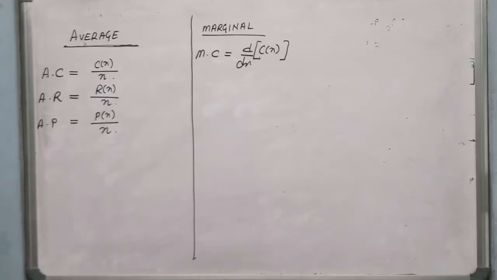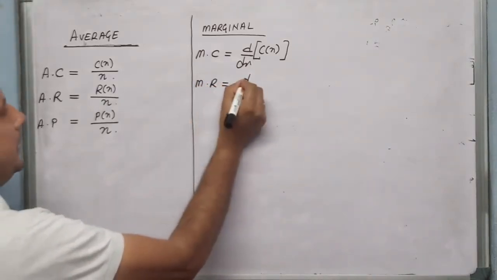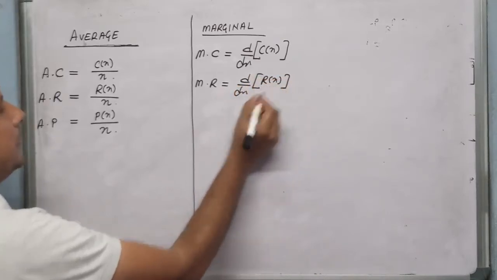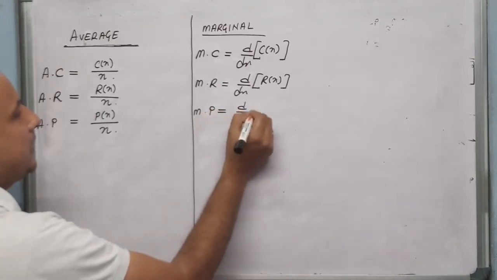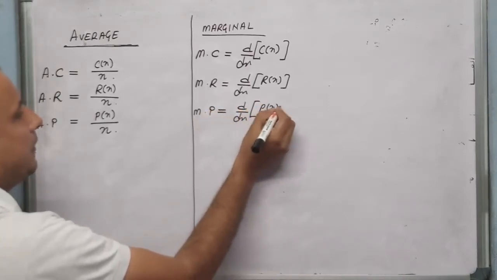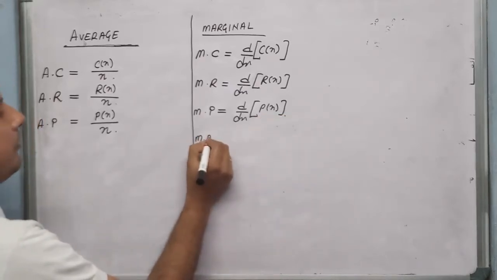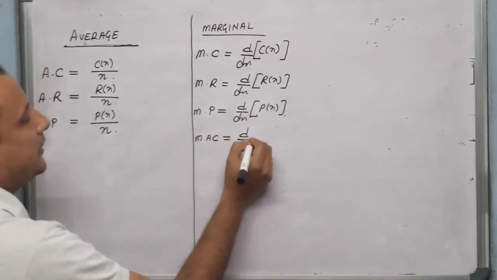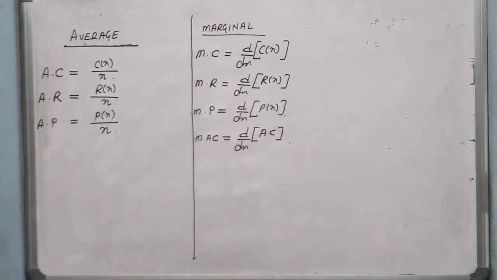Gradient is also marginal. Now, marginal revenue means dy/dx of the revenue function. Marginal profit means dy/dx of the profit function. And you may get marginal average cost, which means dy/dx of average cost. This way, the terms average and marginal you have to remember.